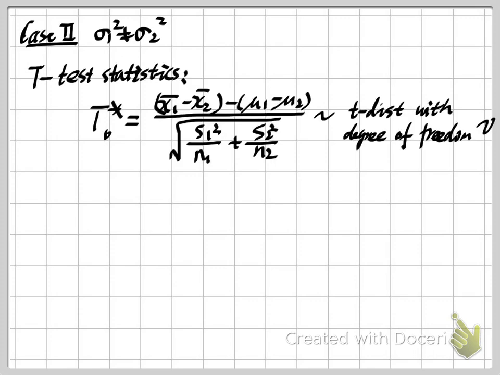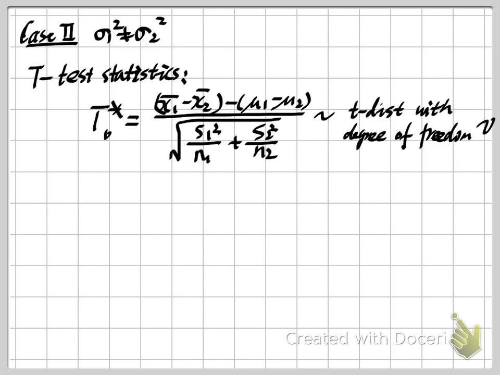So here, to differentiate it, I denote this as T0 star. You can see, except we use S1 square and S2 square to substitute our sigma 1 square and sigma 2 square, the test statistic looks very similar to our previous case. Of course, this is still a T-distribution with a degree of freedom, which I denote by V. The hard part of this one is what the degree of freedom is.